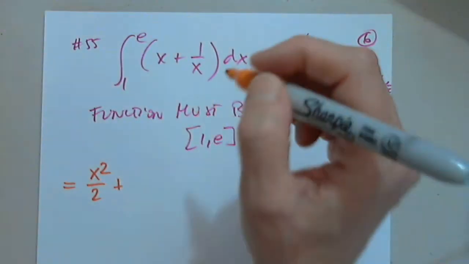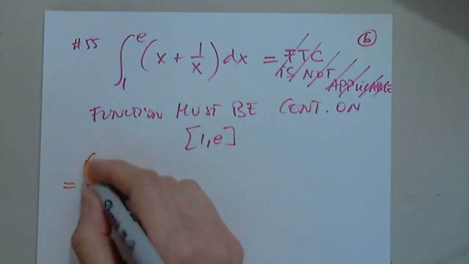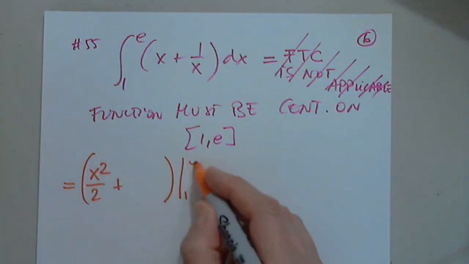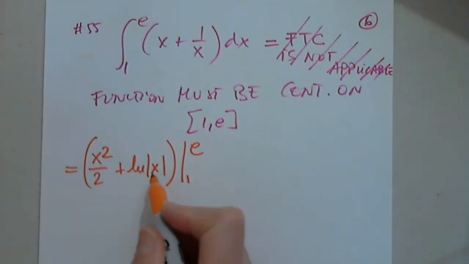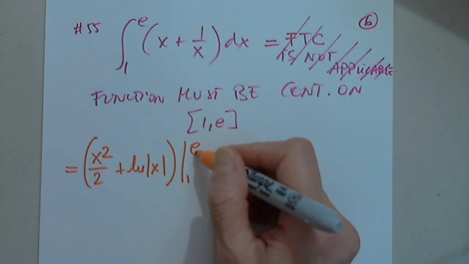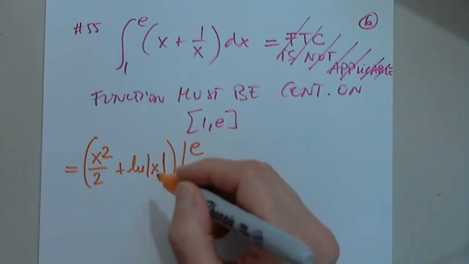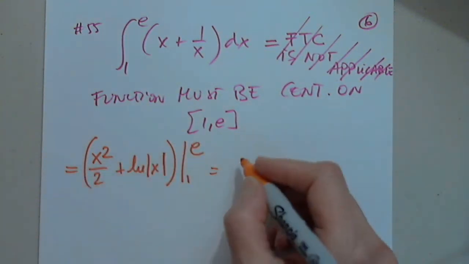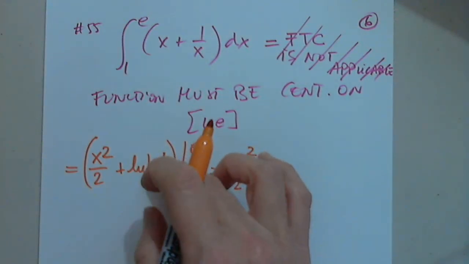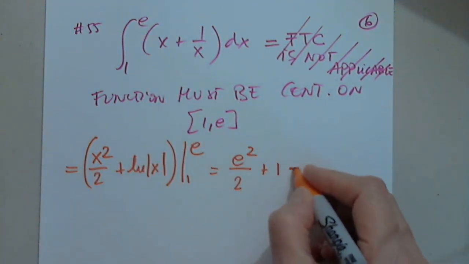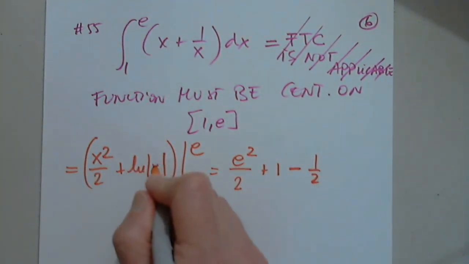And then plus, please remember what the antiderivative of this is. What is it? Natural log of the absolute value. Yes. Thank you so much. I will drop the absolute value because on 1 through e, the interval is always positive, but I have to initially write it. So when I plug in e, I get e squared over 2 plus natural log e, which is 1, but minus, when I plug in 1, minus 1/2 minus natural log 1.